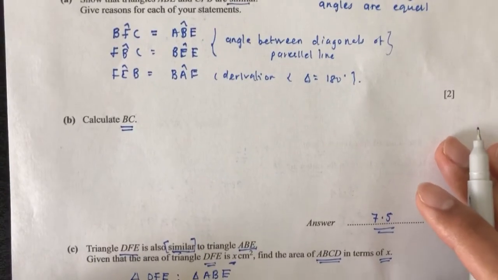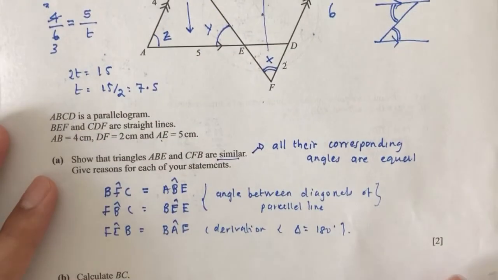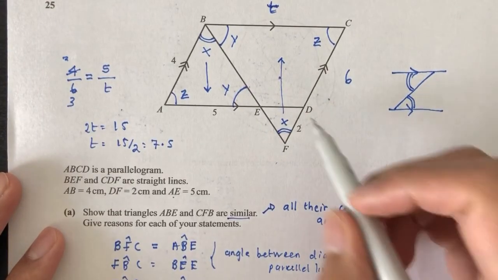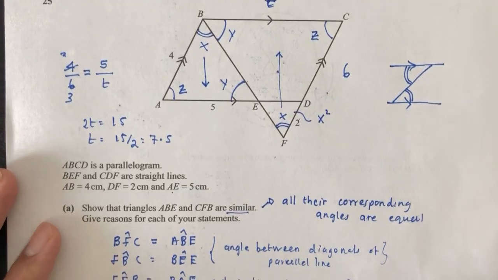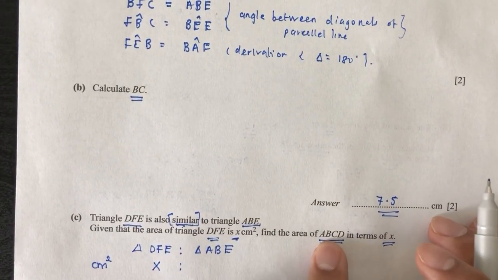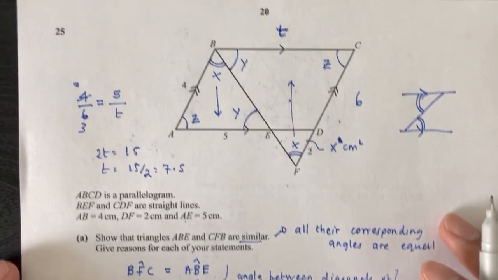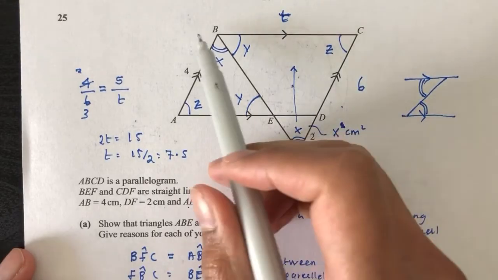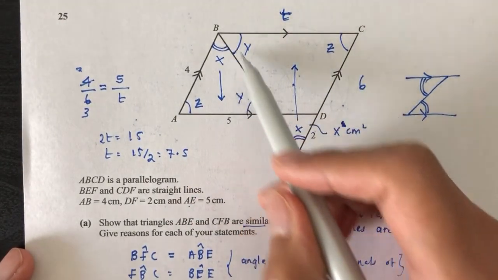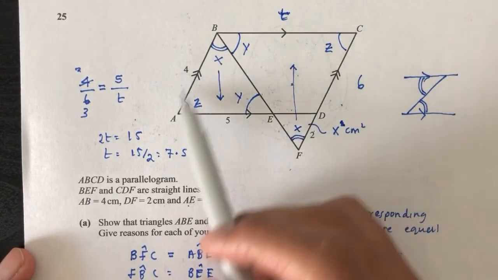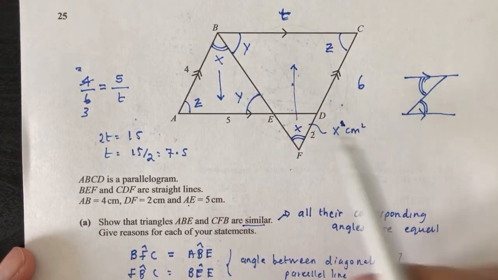Okay, so let's find out. So here we have triangle DFE. Where's DFE? DFE is a small triangle here, and it has the area X centimeter square. And then we have to find the area of ABCD. Where's ABCD? So we have to find this big area, ABCD. So it means that we have to find the area of triangle BCF minus this one, and then plus this one to find the area of ABCD.